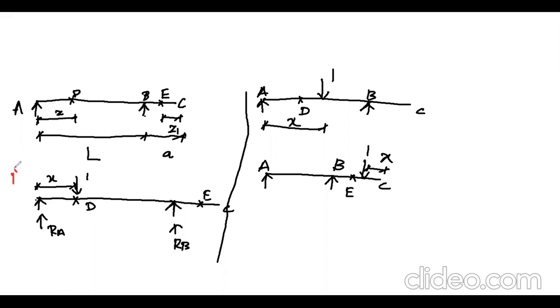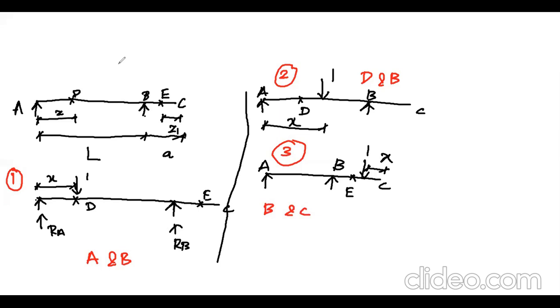First we should be clear about that: first position, second position and third position of the load. Since it is a movable load, we are going to place the load in three different positions. The first is between the portion A and B. In the second case, it is between the portion D and B. In the third condition, it is between the portion B and C. First, you all should be clear about this.